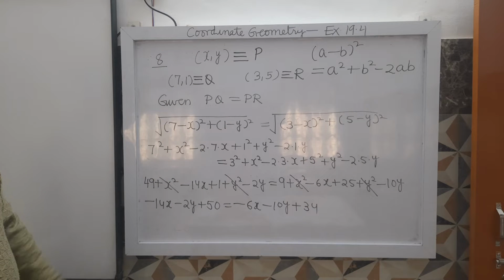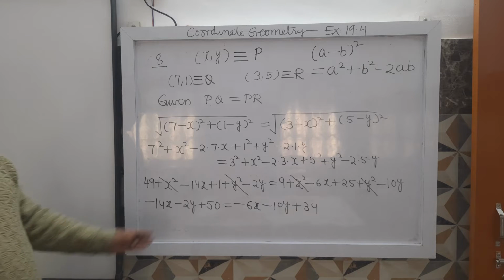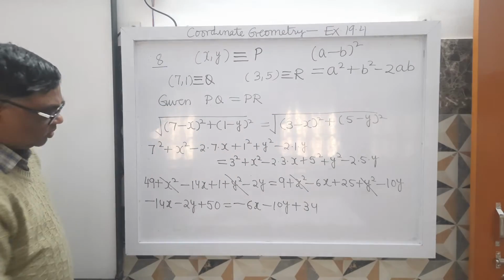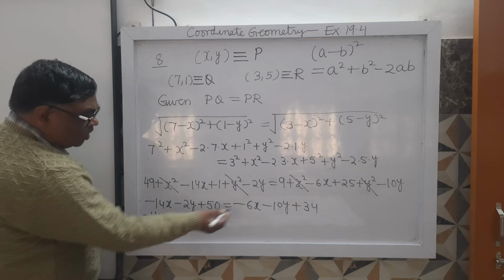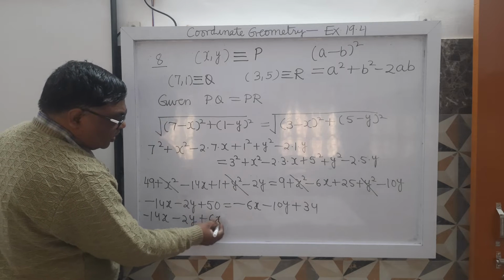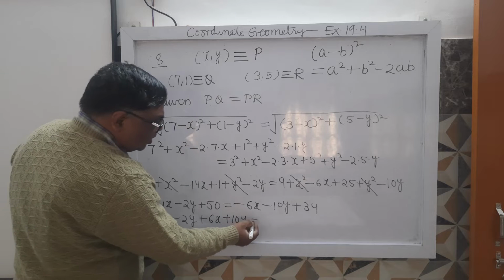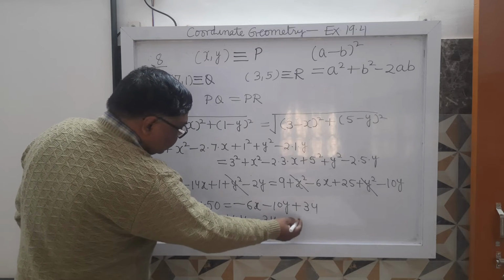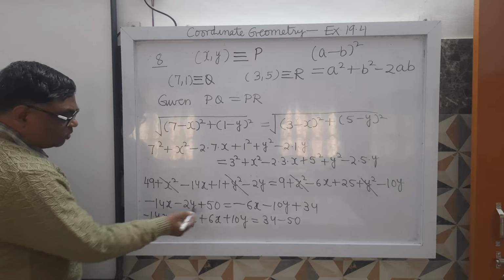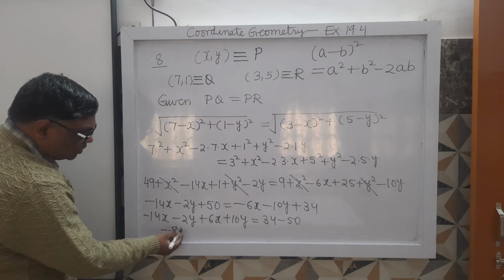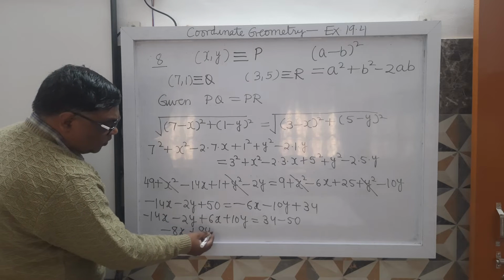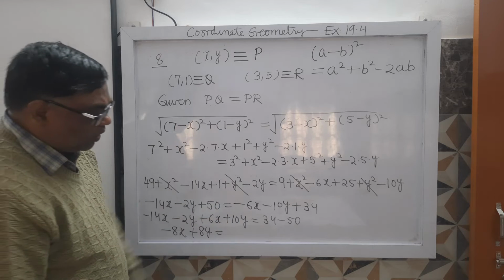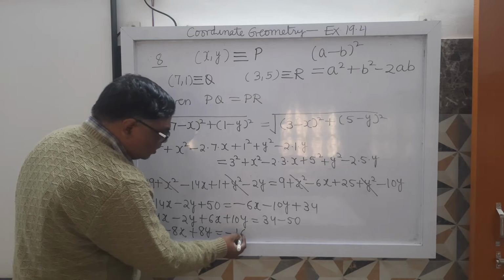Now what will you do? You bring all the terms of x and y in LHS and this 50 in RHS. So minus 14x minus 2y, when you take this side, it is 6x plus 10y equals 34 minus 50. Now simplify: minus 14x plus 6x, that is minus 8x, minus 2y plus 10y, that is plus 8y, equals 34 minus 50 equals minus 16.